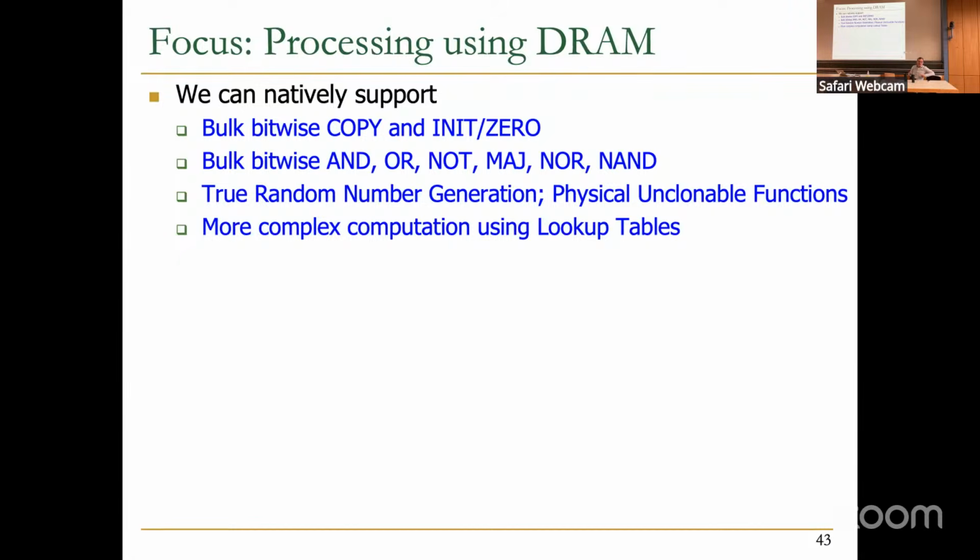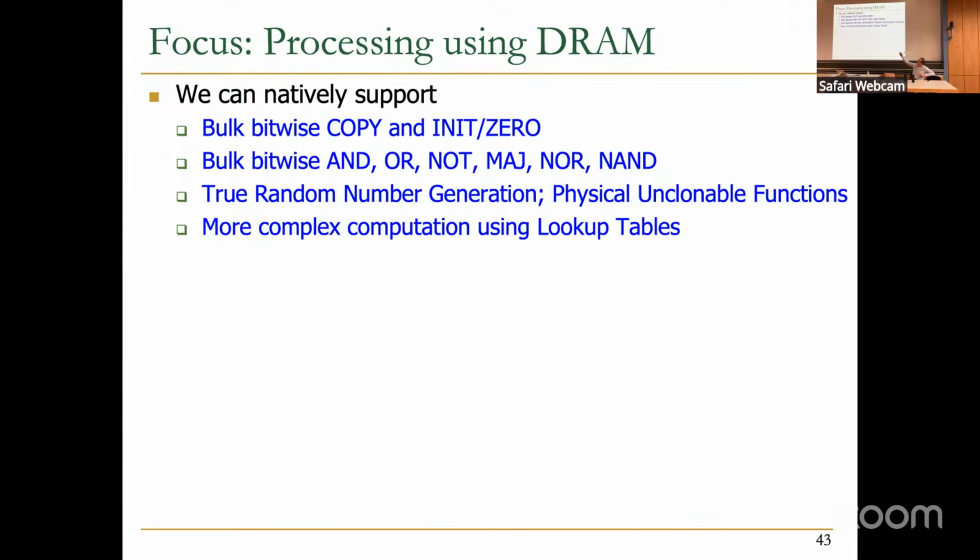Essentially, I'm going to show you how existing DRAM chips, based on circuit theory, can support bulk bitwise operations in DRAM: copying, initialization, zeroing, bulk bitwise AND, OR, NOT, majority, NOR, NAND operations. We're going to see how to generate true random numbers inside DRAM. I'm not going to talk about it now, but you can also do physical unclonable functions. Maybe we'll cover it when we talk about some other security issues in memory later.